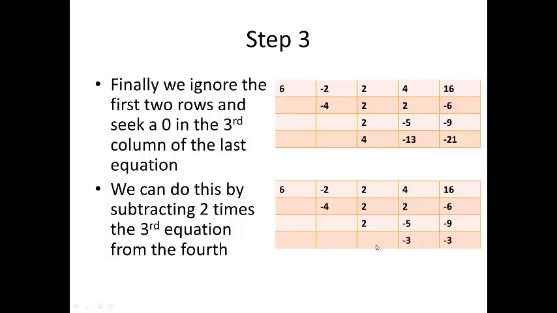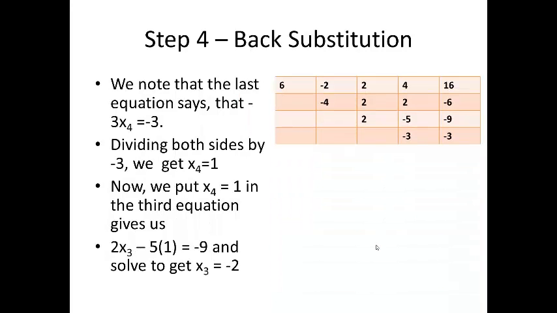And now, this ends the phase of the algorithm known as forward elimination. The system of equations is now in upper triangular form, and we're ready to begin the second phase of the algorithm. This is known as back substitution. One of the things to note here is in our matrix, the last equation says minus 3x4 is equal to minus 3. If we divide both sides by minus 3, we get x4 is equal to 1. That gets one of our solutions.